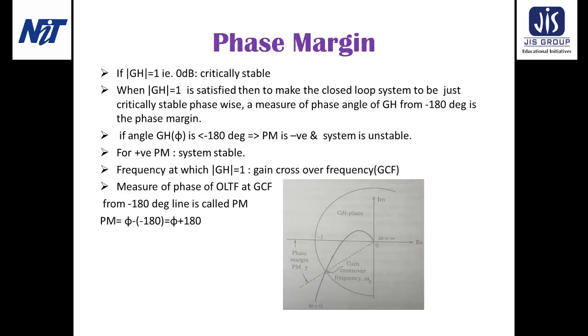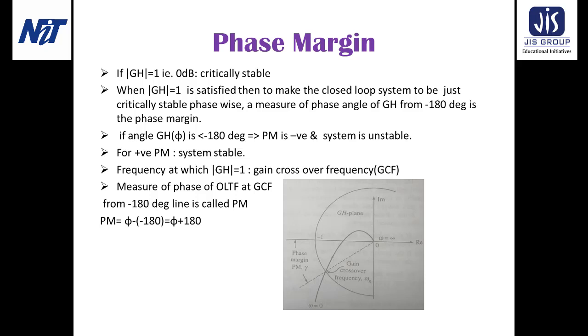So next we will discuss the phase margin. Now if the magnitude of GH is equal to 1, that means unity, if we convert it into dB, then 20 log 1 becomes 0, because log 1 is 0, and then the closed loop system is just critically stable. So for mod of GH equal to 1, the system becomes critically stable. That means the 0 dB line is the critical point for determining the system stability gain wise.